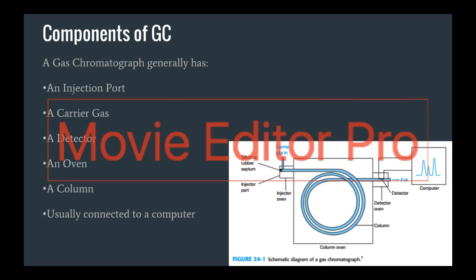A gas chromatograph generally has a variety of different parts. However, it usually tends to have at the very least an injection port, a carrier gas, a detector, an oven, a column, and they are all usually connected to a computer.